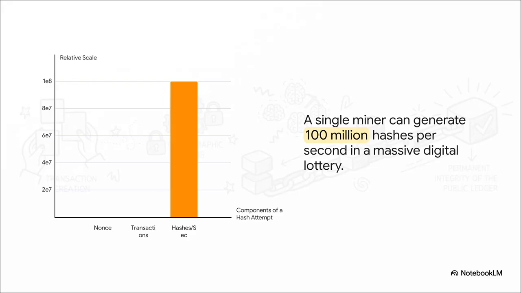The thing is, there's no shortcut. You can't predict which nonce will work. The only way to find it is pure brute force guesswork. You try a number, hash it, check the result. Nope. Try another one, hash it, check it, nope, over and over. It's basically a giant digital lottery, and miners are buying billions of tickets every single second.